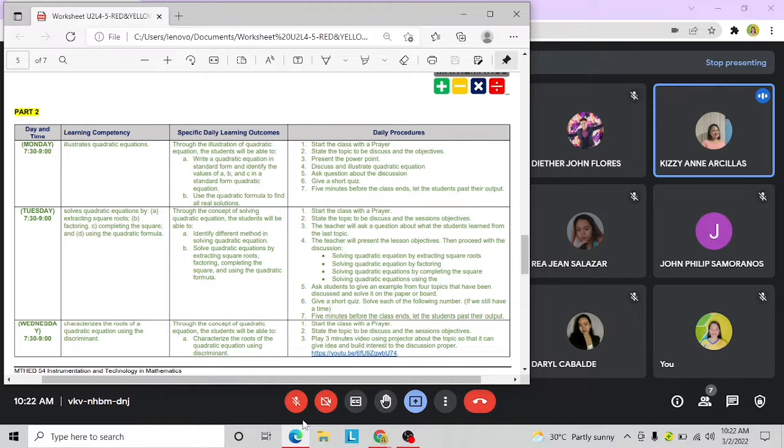Second, use the quadratic formula to find all real solutions. For our daily procedures, we will start our class with a prayer and then state the topic to be discussed and objectives as well. Present the PowerPoint, discuss and illustrate quadratic equations, then ask questions about the discussion and give a short quiz. Lastly, 5 minutes before the class ends, I will let the students pass their output. So that would be Monday.